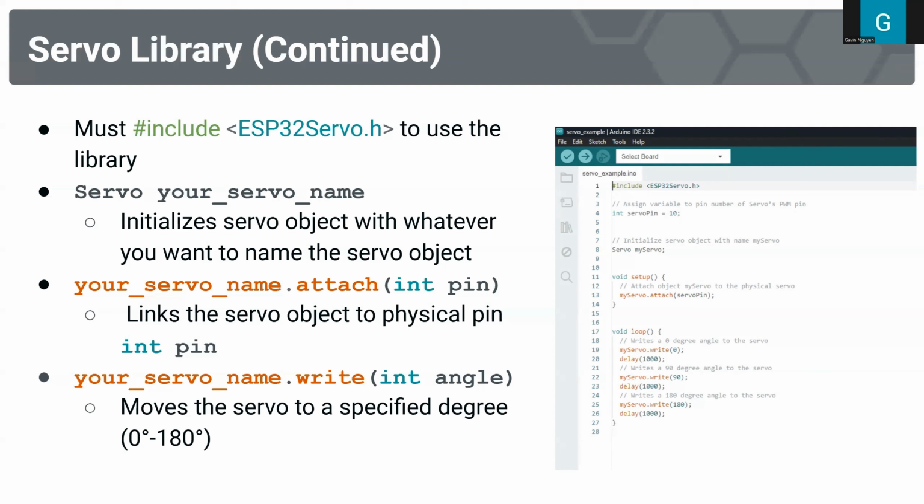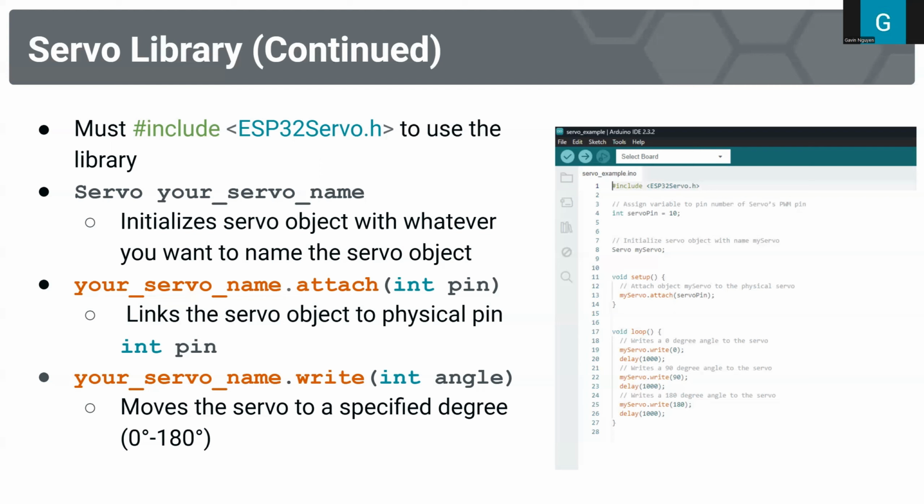So servo, your servo name initializes a servo object to whatever you want to name the servo object. So in that space where it says your_servo_name, you can actually name your servo whatever you like. But make sure you use that servo name for the next functions that you're going to see below. So our first function is going to be your_servo_name.attach(int pin).